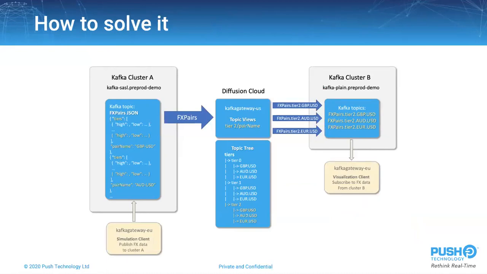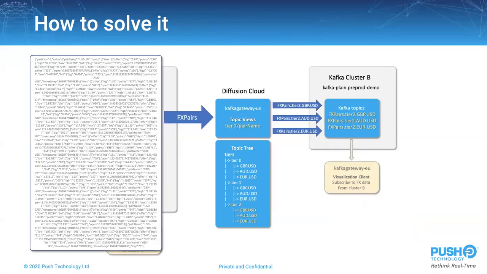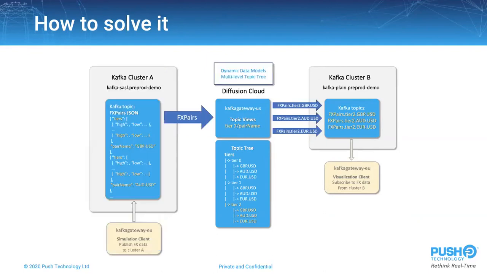In this case, we put Diffusion in the middle between the source of the data, in this case again the Kafka cluster A, which is basically a system that is aggregating a lot of data, creating a firehose, an FX data stream, and sending that out in one flat topic called, in this case, FX pairs. So FX pairs contains the whole thing. We can ingest that into Diffusion using the Kafka adapter, which we'll see in a few minutes. And with that, that will enable a few things.